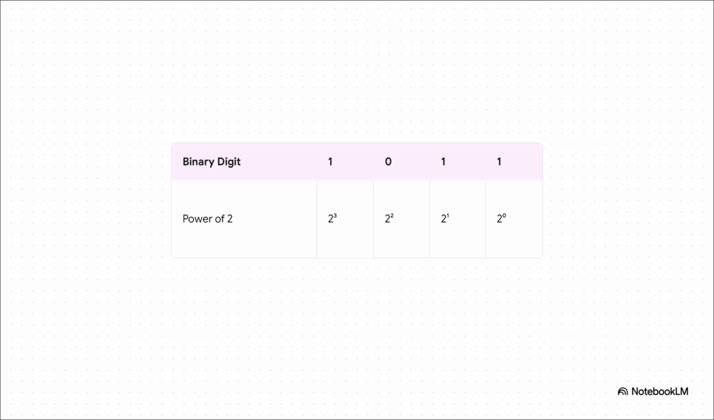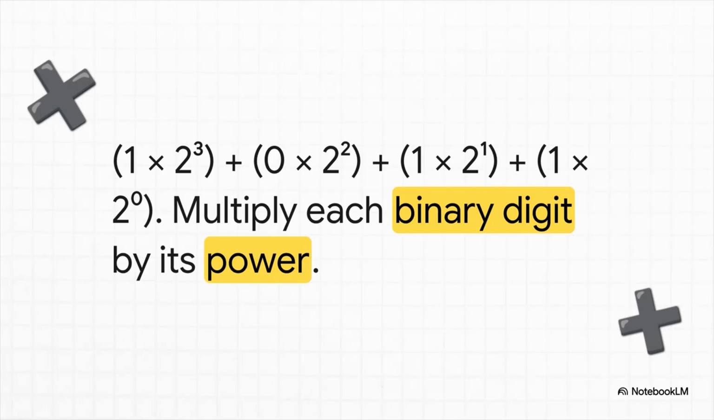Now for step 2, we are going to multiply each of those binary digits by the power of 2 we just assigned to its position. So that gives us an expression that looks like this: 1 times 2 to the power of 3 plus 0 times 2 to the power of 2, and so on for each digit.